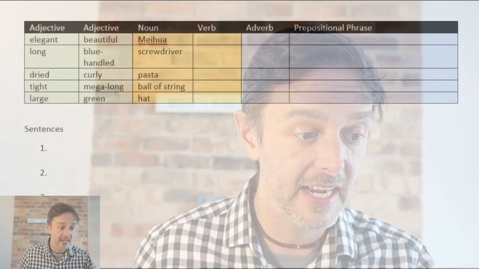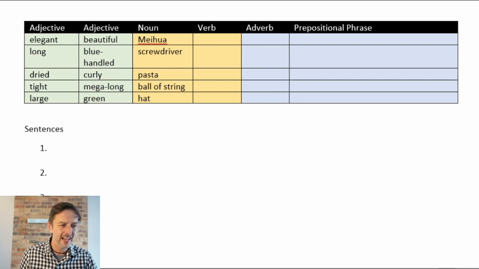Okay, so what I've got now are potentially some expanded noun phrases. I'm going to have an adjective, a comma, another adjective, and my noun, now my thing. Let's just click back and have a little look. So what have I got? The elegant, beautiful Meihua. Elegant, beautiful.